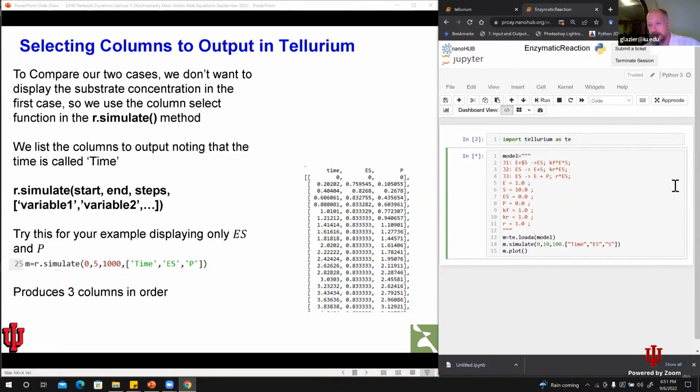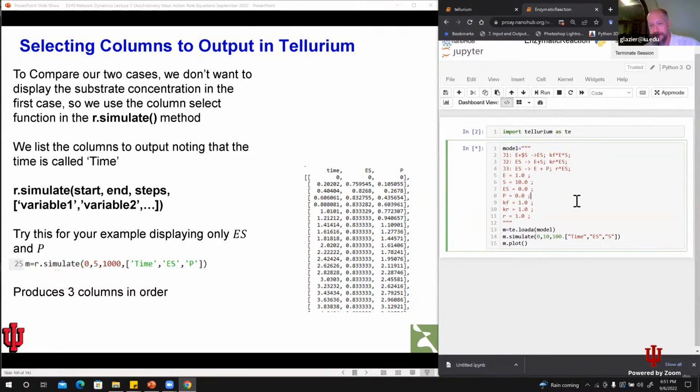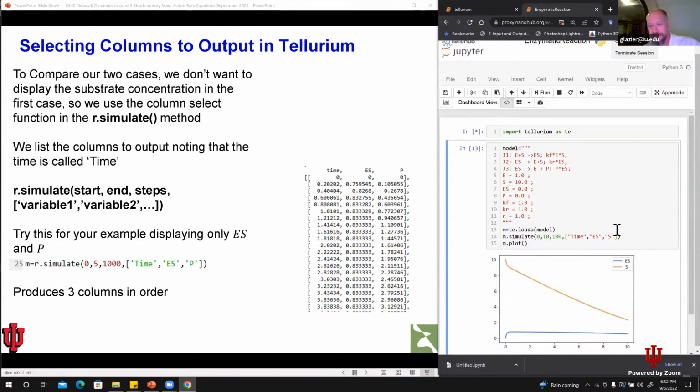Did I break it? What happened? Won't let me do it. So what happens there? Oh. I typed a period instead of a comma. There we go. I'm only plotting ES and S. Now if I tell it to make it a boundary species, it'll plot S even though S is a constant. So I can explicitly tell it to give me a value of S.